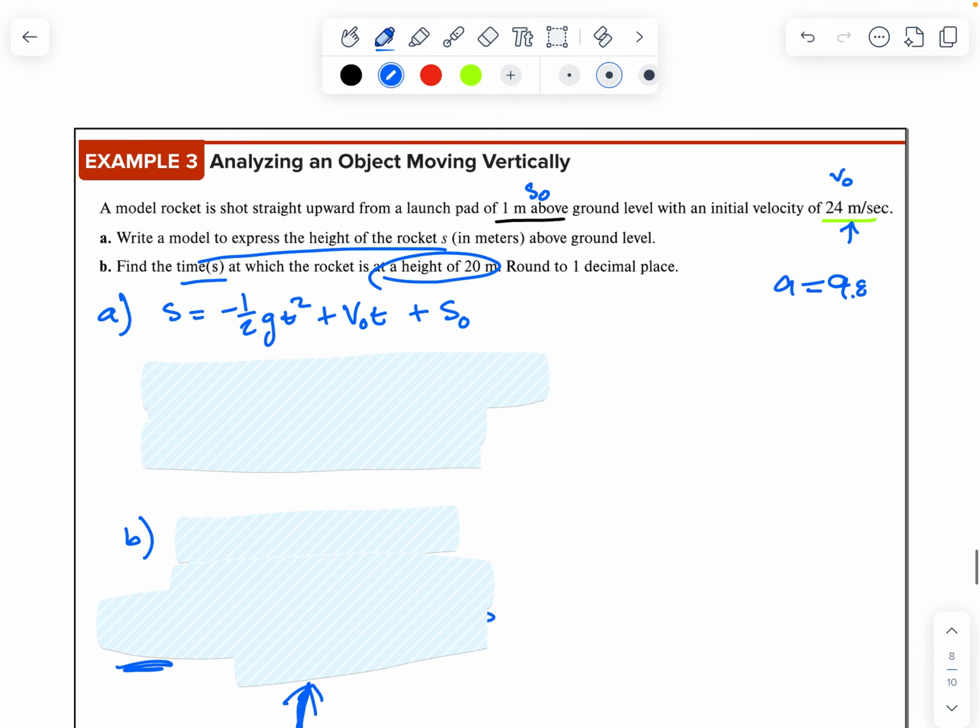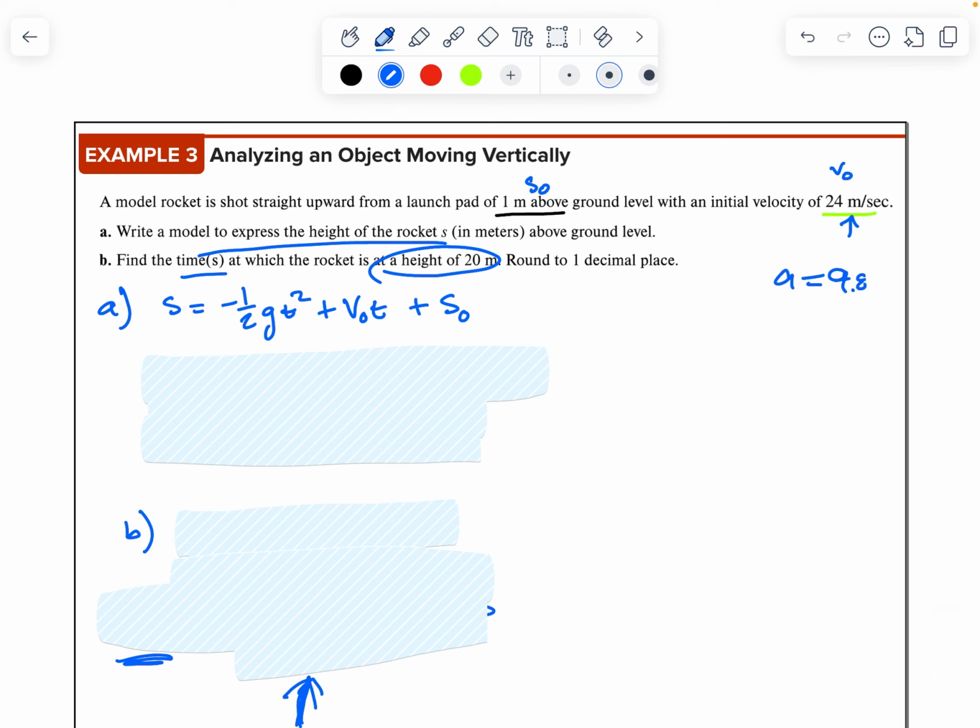Here's an example of that. A model rocket is shot straight upward from a launch pad 1 meter above ground level with an initial velocity of 24 meters per second. If you go back and look at that past page, you could start to label things. So I've got my 1 meter labeled as S naught, that's the initial position. 24 meters per second labeled as V naught, that's our initial velocity. Since we're dealing in meters, our A is going to be 9.8 meters per second squared.